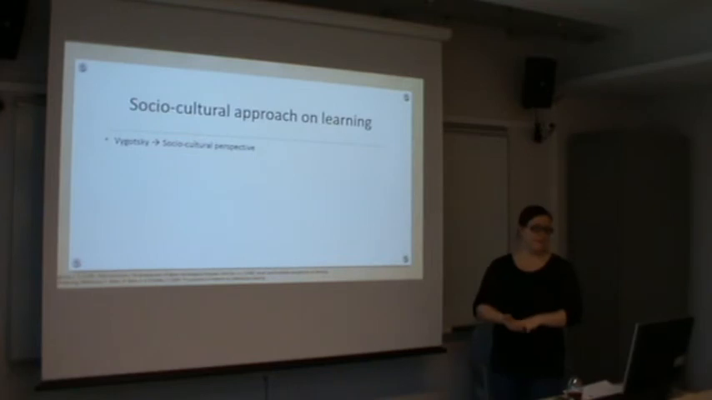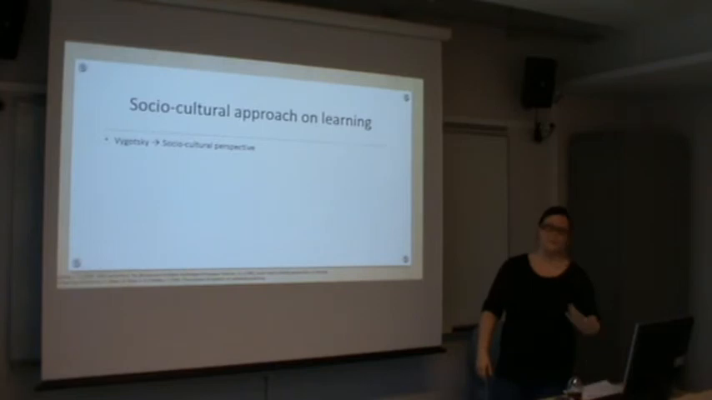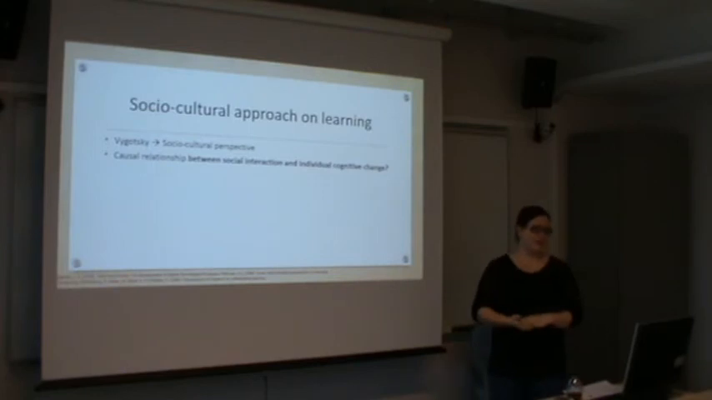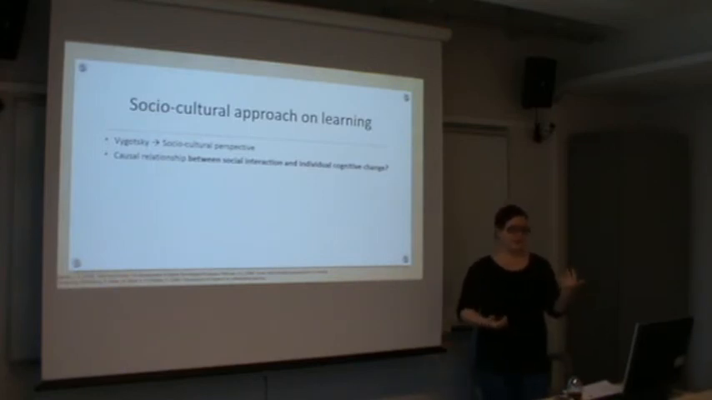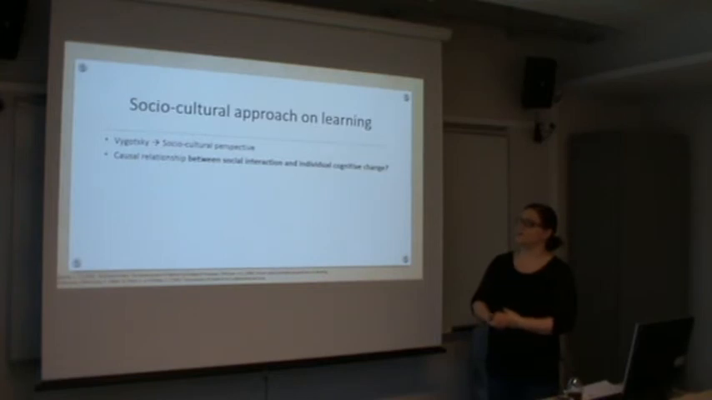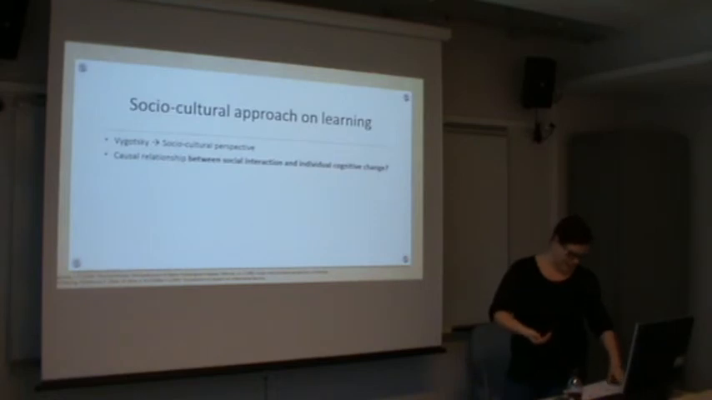And the other main approach is the sociocultural approach to learning, and it's based on the theory of Vygotsky. I think this is also a familiar name to all of you. In the social cognitive approach the focus is on the interaction's effects on the individual level, but here the focus is on the relation between social interaction and individual cognitive change. So it's a different focus area in a way.